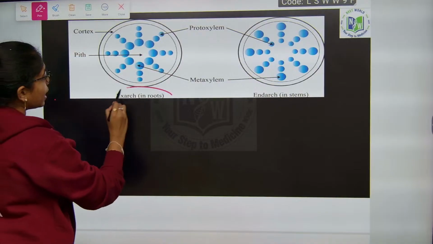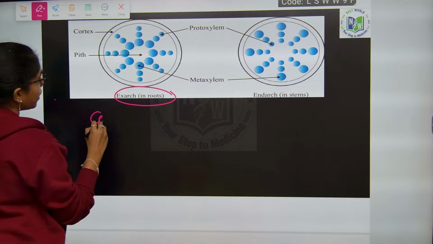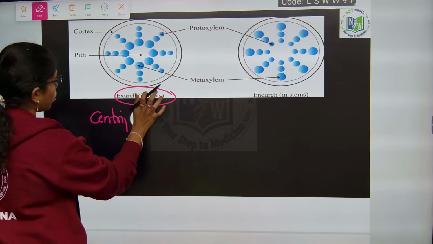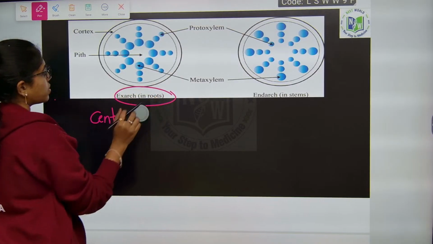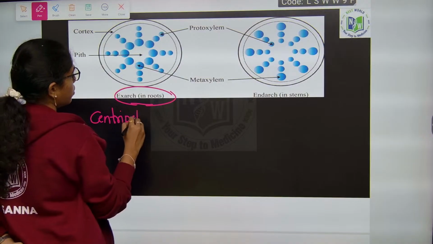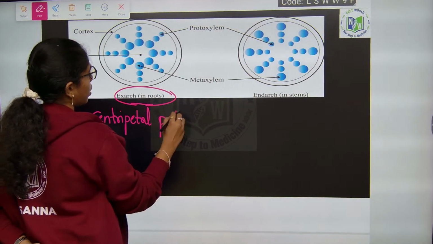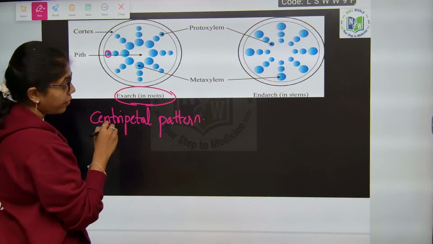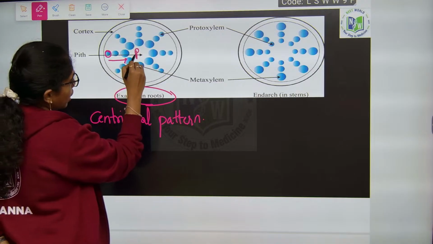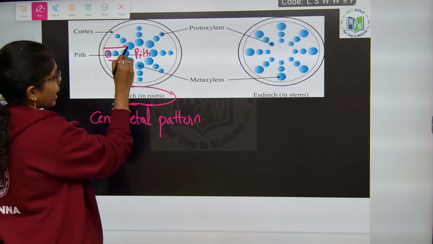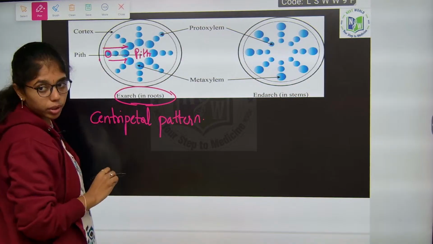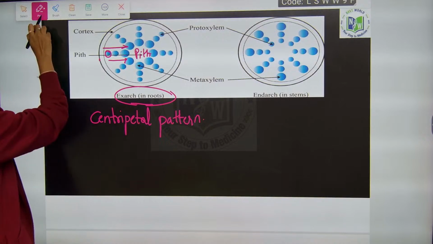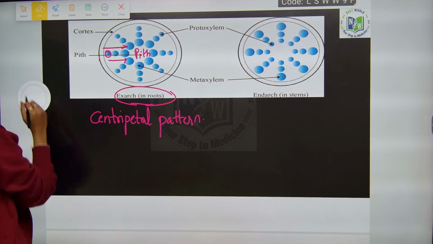Exarch condition, that is in root, where centripetal pattern of xylem maturation is observed. Centripetal pattern. How is it? Protoxylem will be towards the periphery and maturation will be towards the pith. Protoxylem will be towards the periphery and metaxylem will be towards the center. So, maturation is from periphery to the center.